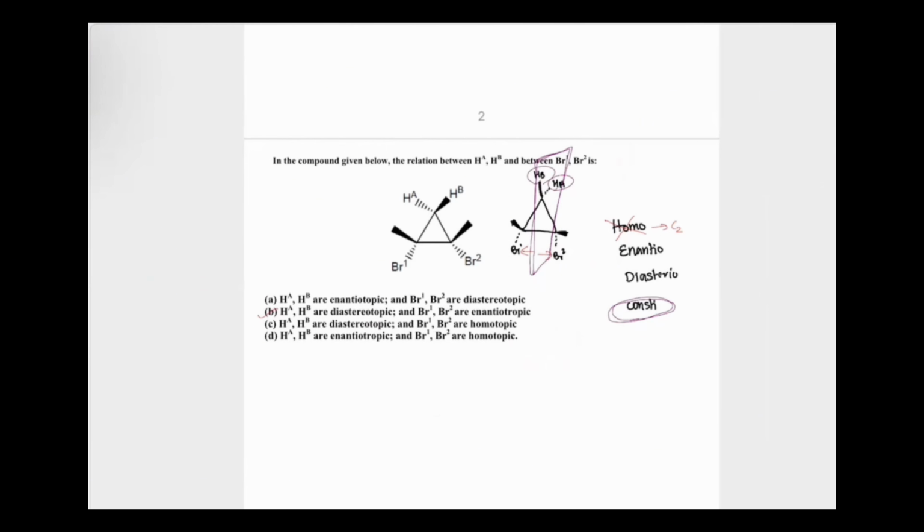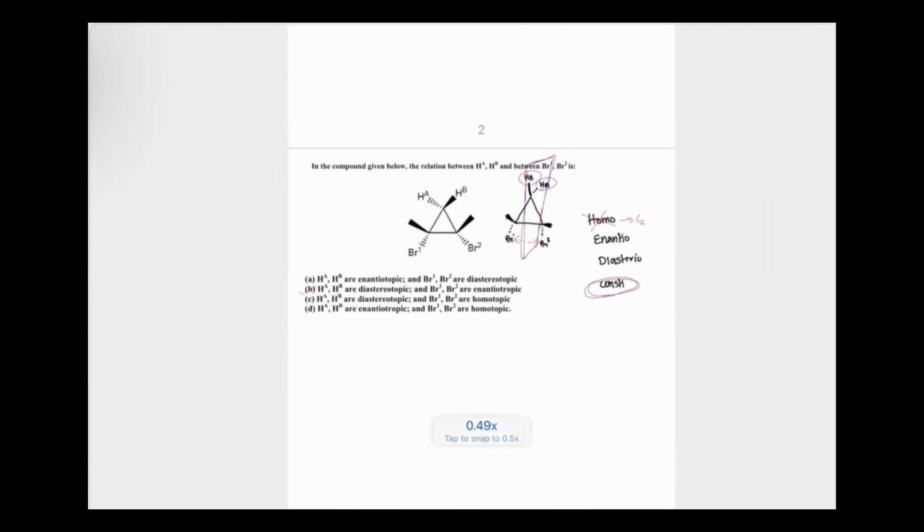So the second type of question will be finding the relation between two atoms in a molecule. Here first we'll see whether it is homotopic by looking for C2. If there is no C2 in the molecule, then we'll look for a sigma. If two atoms are getting reflected by sigma, that means they are enantiotopic. And if two atoms are getting bisected by sigma, that means they are diastereotopic.